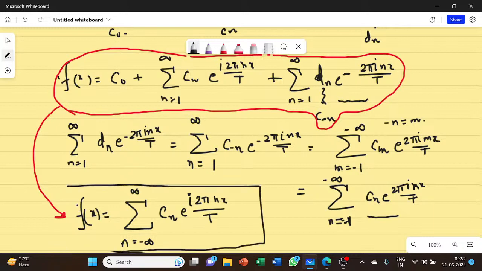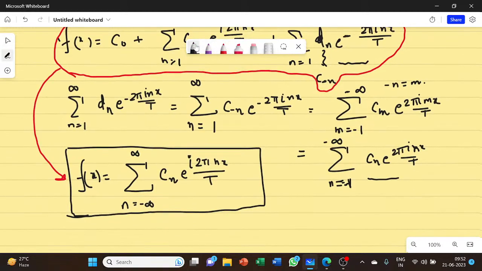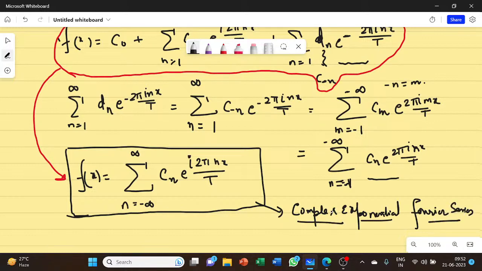Your terms with the negative coefficients, negative subscripts, everything has been taken care of. So this is sometimes referred to as the complex exponential Fourier series. And this is a supremely important topic when it comes to examination. Fourier series has a lot of importance in your exam. Okay, so I hope this is clear.